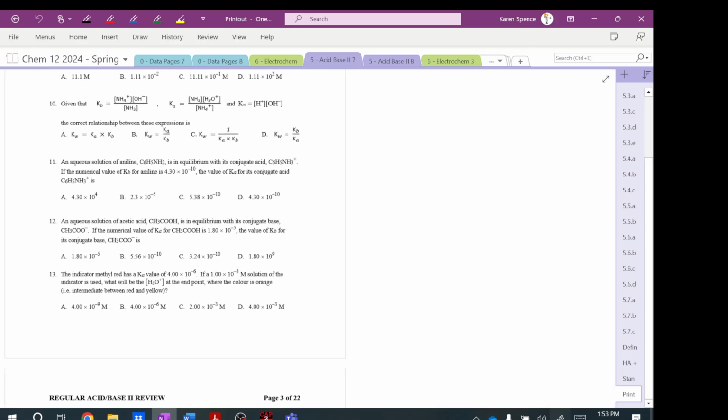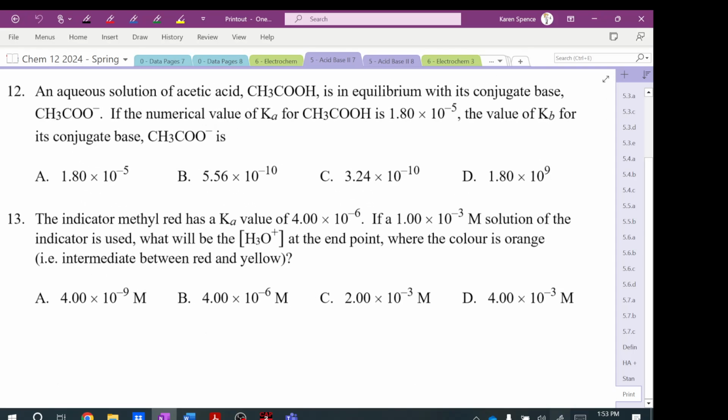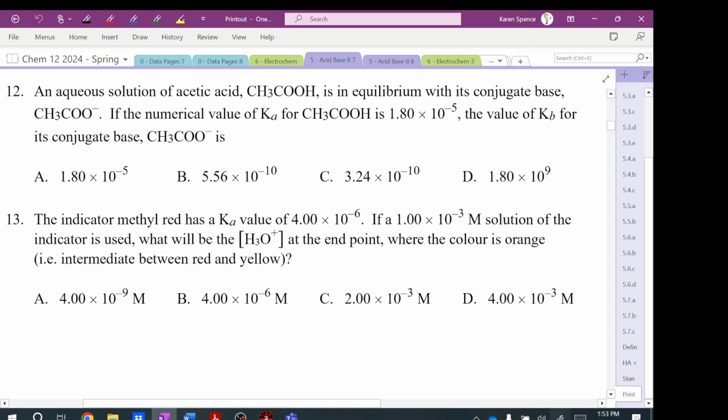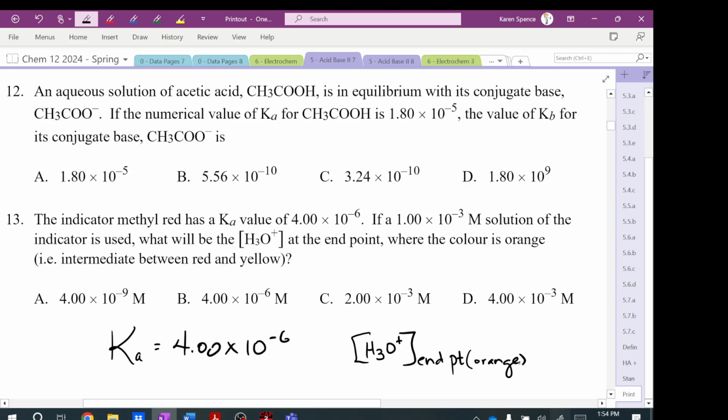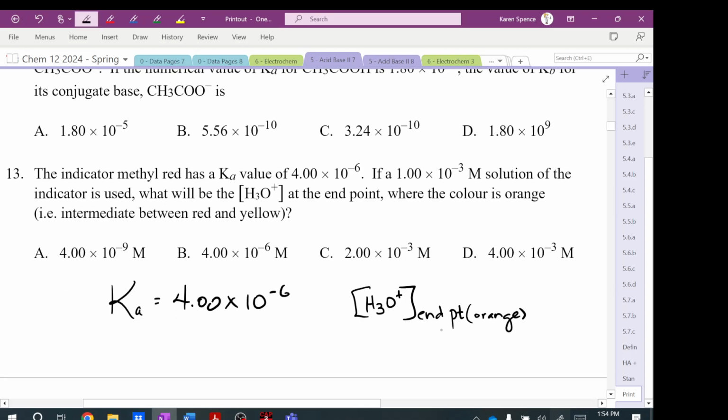13. The indicator methyl red has a Ka value equal to 4.00 times 10 to the negative 6. If a 1 times 10 to the negative 3 molar solution of the indicator is used, what will be the concentration of H3O+ at the end point? And that's where the color is orange. What else do we know where the color is orange, intermediate between red and yellow?